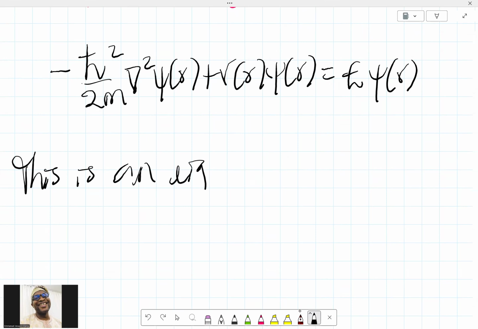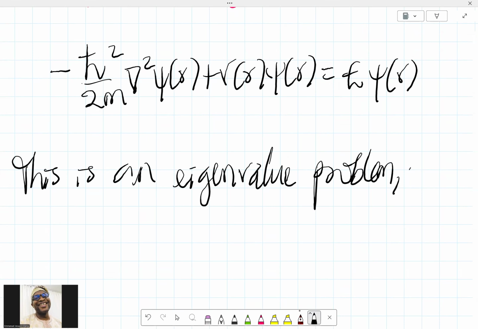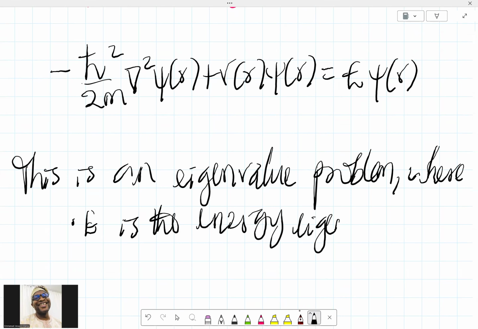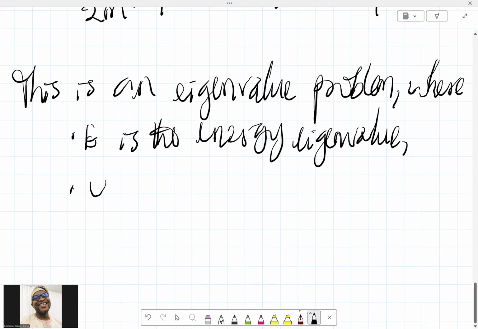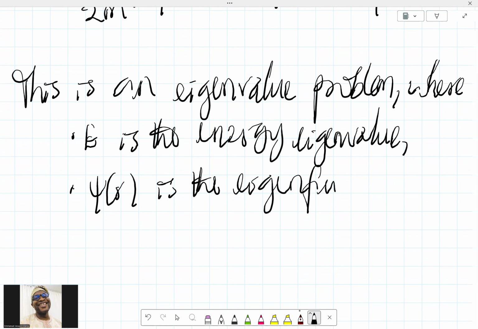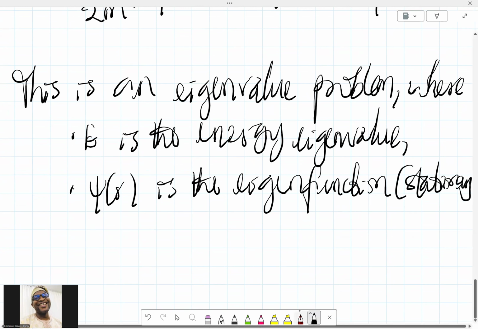It is an eigenvalue problem where E is the energy eigenvalue, and psi of r is the eigenfunction, which you can refer to as the stationary state.